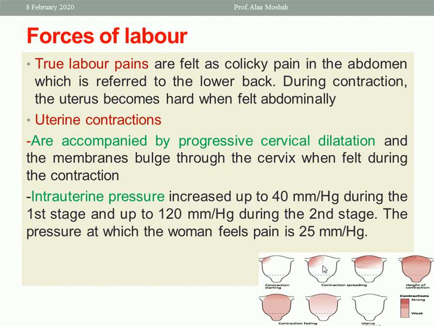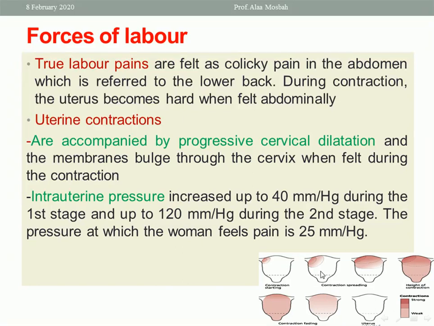True labor pains due to uterine contraction are felt as colic pain in the abdomen, which is referred to the lower back during contraction. Uterus becomes hard when felt abdominally. Uterine contractions are accompanied by progressive cervical dilatation and the membranes bulge through the cervix when felt during contraction. Intrauterine pressure increases up to 40 mmHg during the first stage and up to 120 mmHg during second stage. The pressure at which the woman feels pain is 25 mmHg.